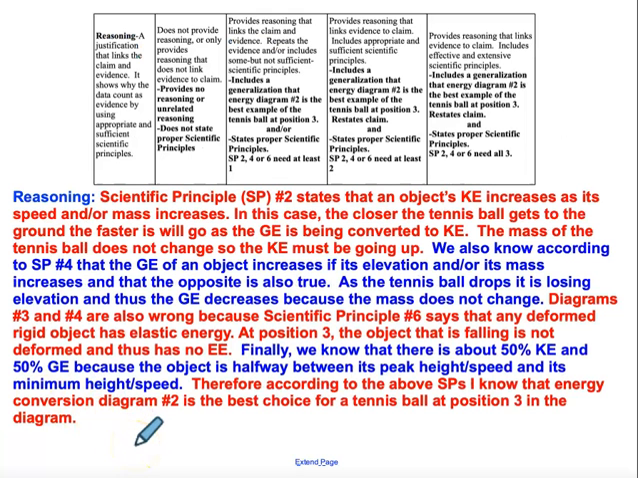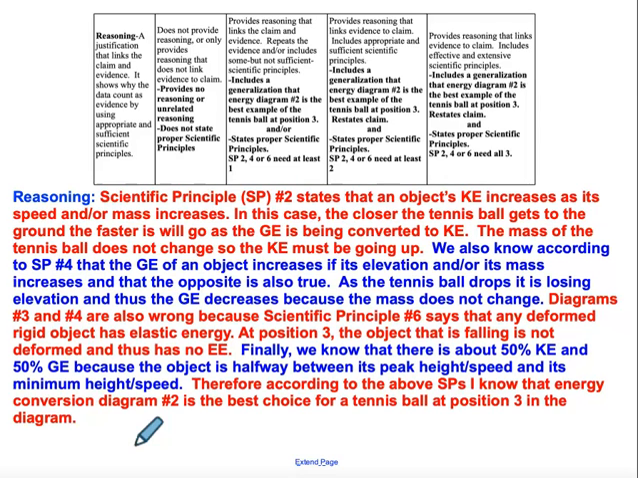So here's my reasoning. Again, I'm talking about all 3 scientific principles, and I divided them up by color. Scientific principle number 2 states that an object's KE increases as the speed and/or mass increases. That's good. Now, in this case, the closer the tennis ball gets to the ground, the faster it will go as the GE is being converted to KE. The mass of the tennis ball does not change, so the KE must be going up. So I not only stated the scientific principle, I explained why it was important.